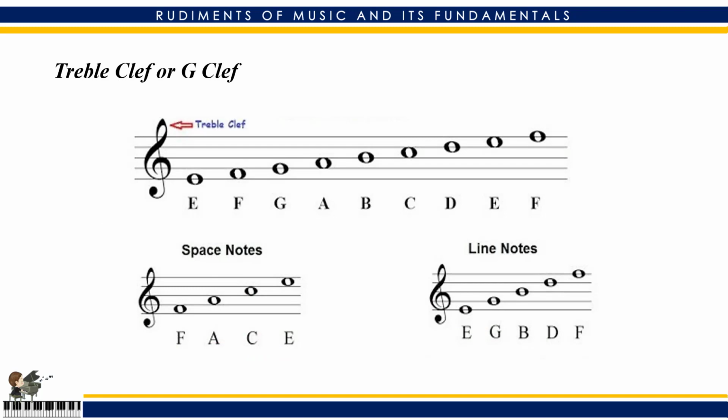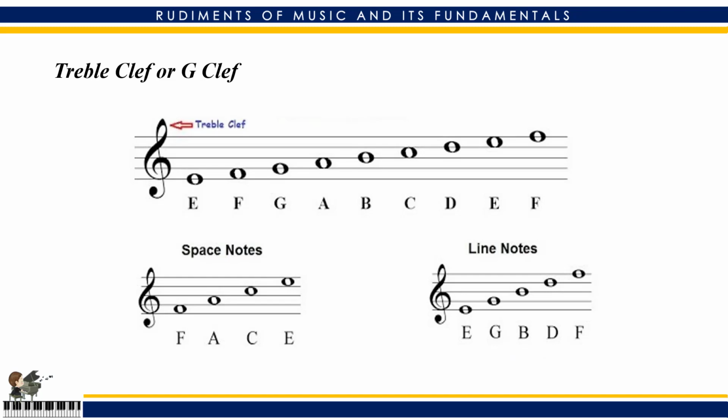So now, let's have this treble clef or G clef. So para mas madali nating matatandaan yung mga notes na bumubuo sa treble clef or sa G clef, let's have this meaning. Sa space ng treble clef, dyan natin matatagpuan yung notes na F, A, C, and E. So sa madaling sabi, ang space notes ng G clef or treble clef ay face. F, A, C, E.